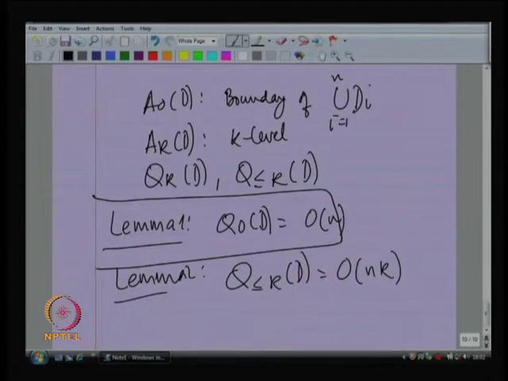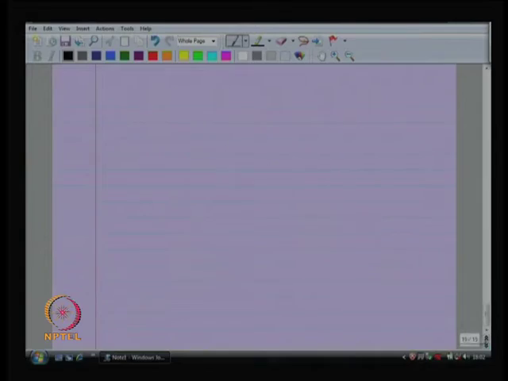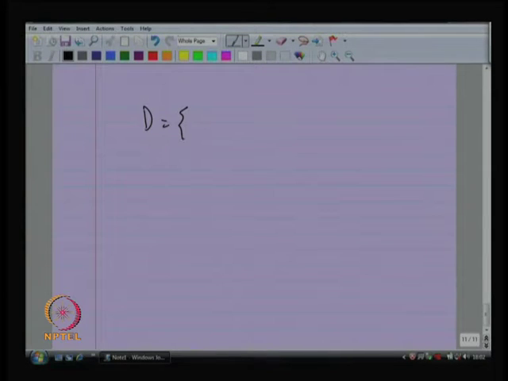Now, let me conclude by proving this theorem that the union of disks has linear complexity. I will give you two proofs. One that you have seen, which follows from what I have talked about earlier. So, here is a set of disks.